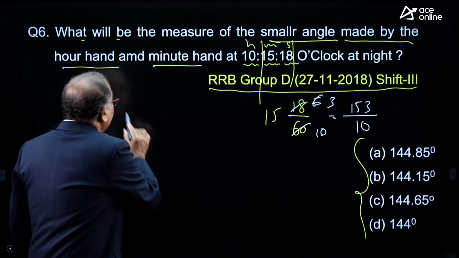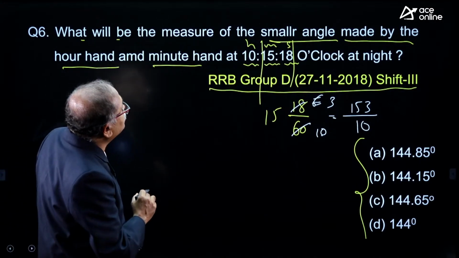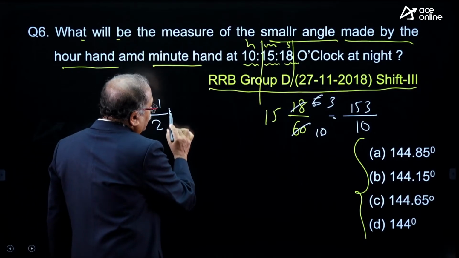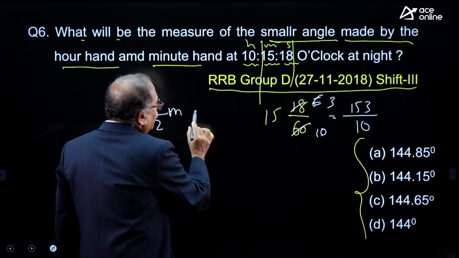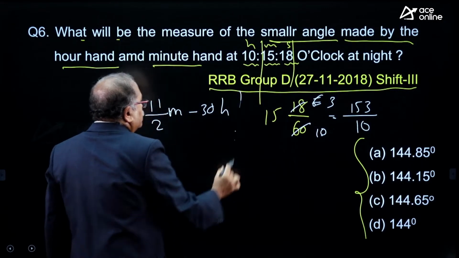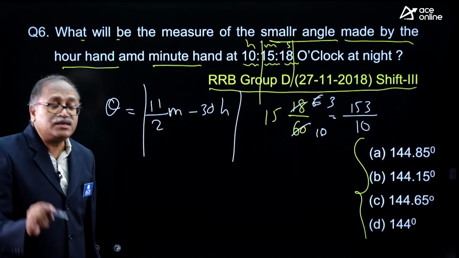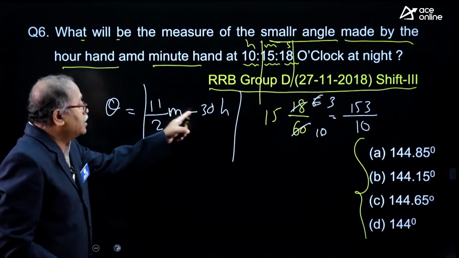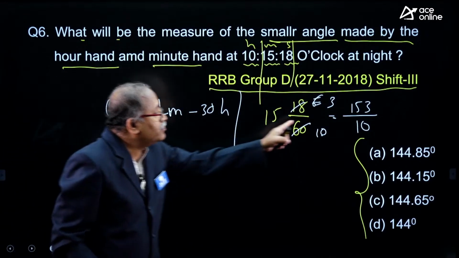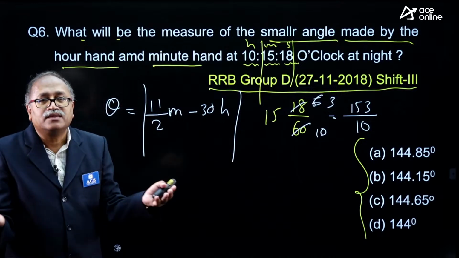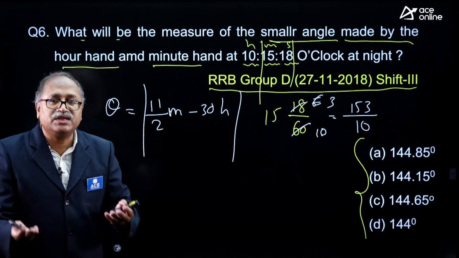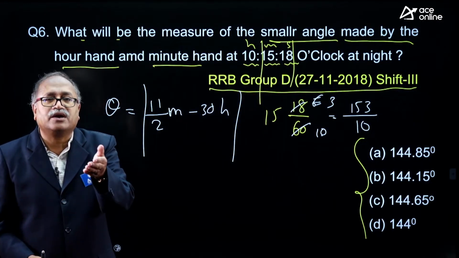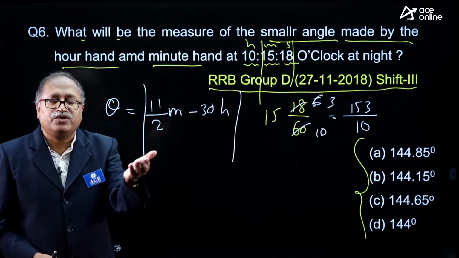So I am using the same formula, that is theta is equal to the angle asked. So that is mod of 11 by 2 m minus 30h. Now in this case, in place of m I will place 153 by 10. That's the only difference. So if you have done this type of question previously and it comes in the examination, instantly you will come to know what to do. Do it, my dear friend.